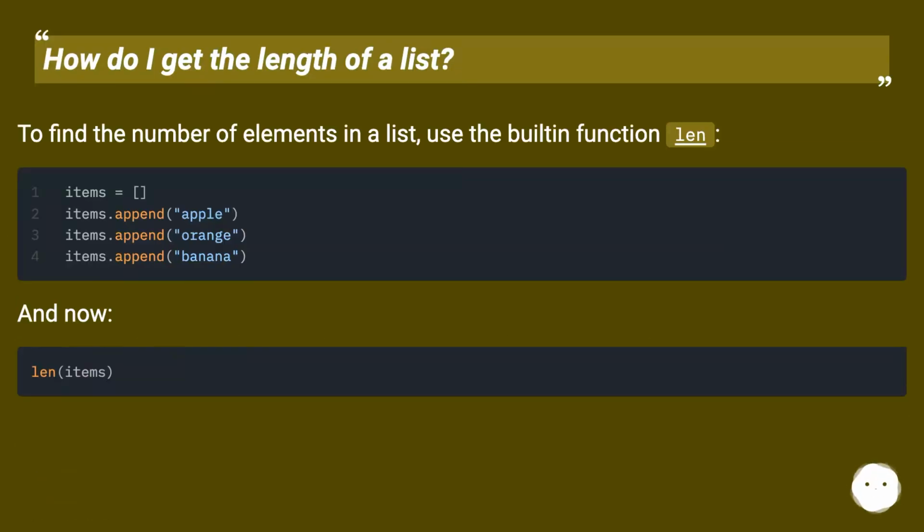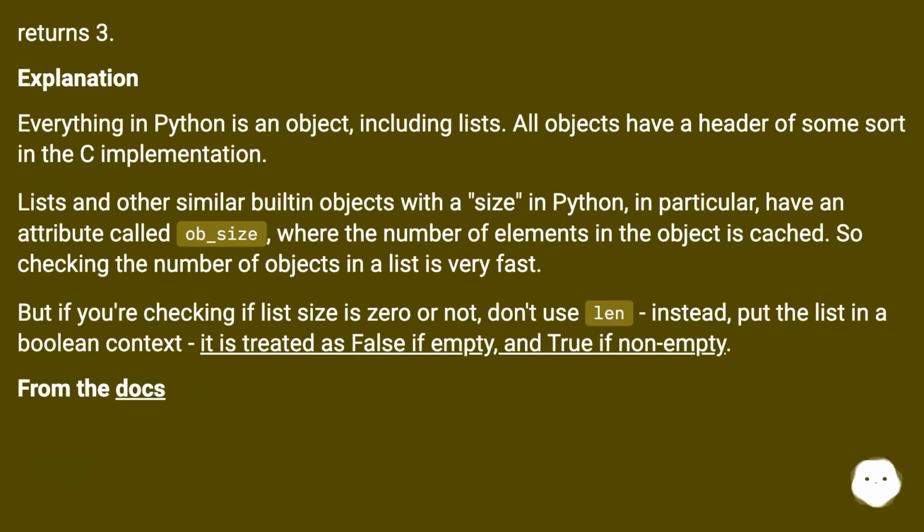How do I get the length of a list? To find the number of elements in a list, use the built-in function len. And now... Returns 3. Explanation: everything in Python is an object, including lists.